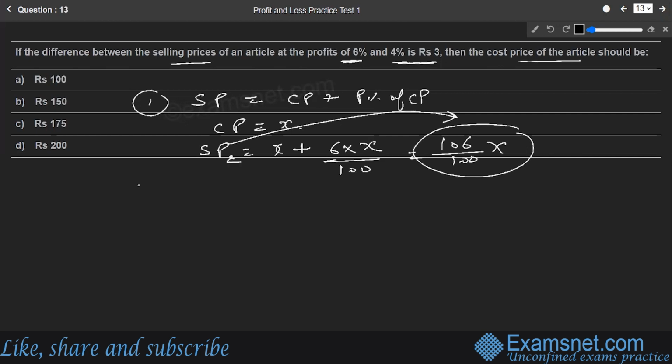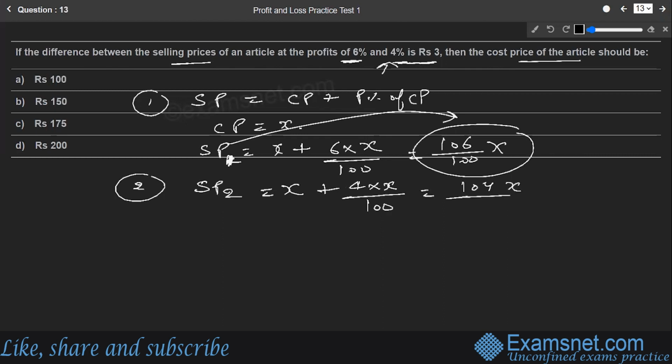Now second deal. In the second deal there has been a profit of 4%. So how much is the selling price number 2? Selling price number 2 uses the cost price, same for both the deals. So x plus 4% more than the cost price. If you solve this, this comes out to be 104x over 100. That is the next selling price. This is selling price number 1. This is selling price number 2. These are the two selling prices we have received.